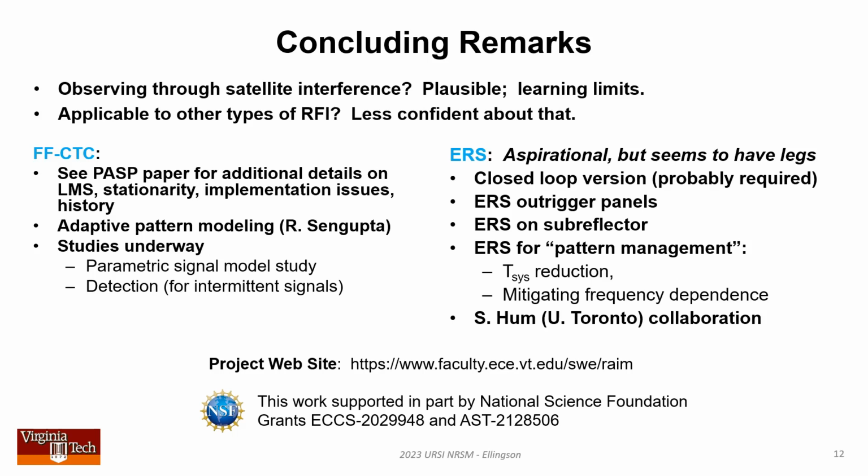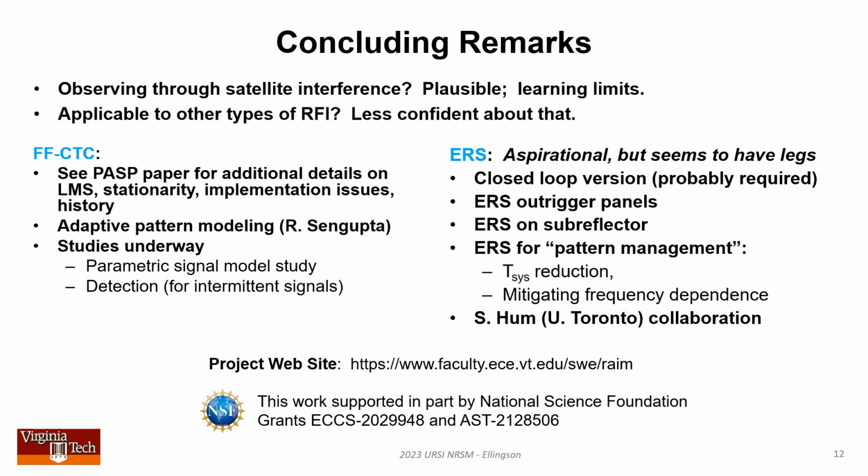Concerning feed-forward coherent time domain canceling, details on all the issues I've glossed over in this presentation can be found in the PASP paper cited earlier. One thing I did not have time to mention is how time variation associated with the motion of a satellite interferer through the antenna pattern affects performance. But we've considered that. Ramanuka Sengupta has completed a master's thesis on that topic, and the news is pretty good, especially if you're willing to do some rudimentary pattern estimation concurrently with the canceling. Details on that can be found in her thesis.